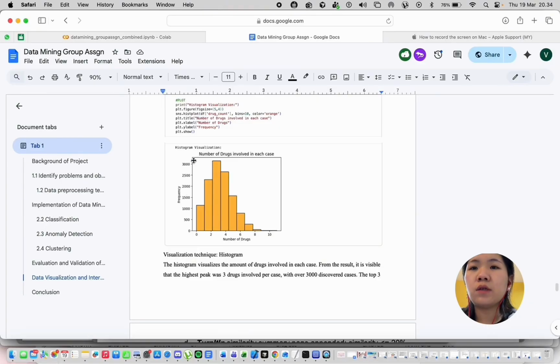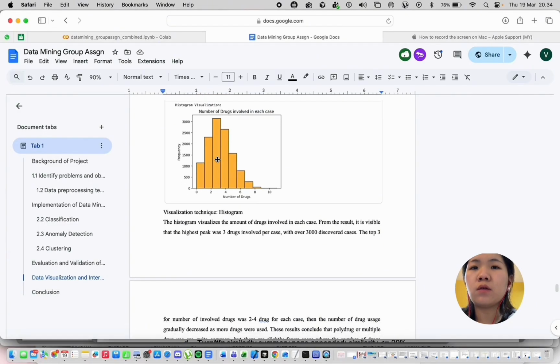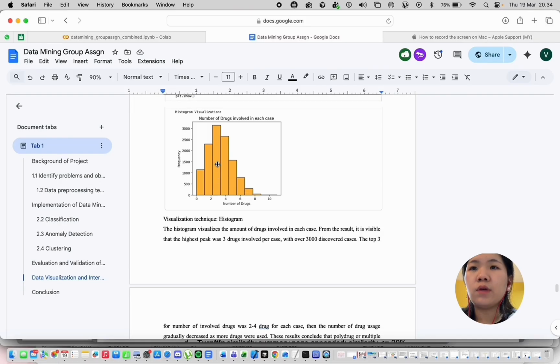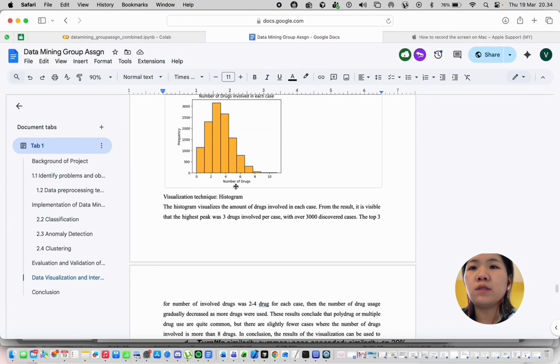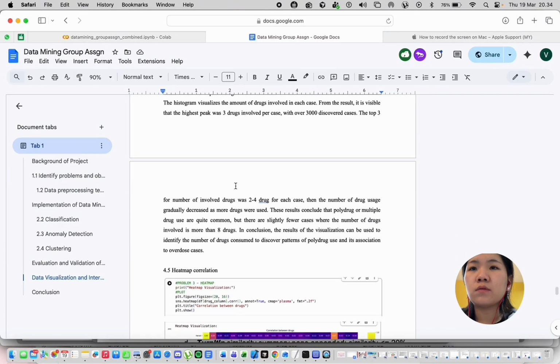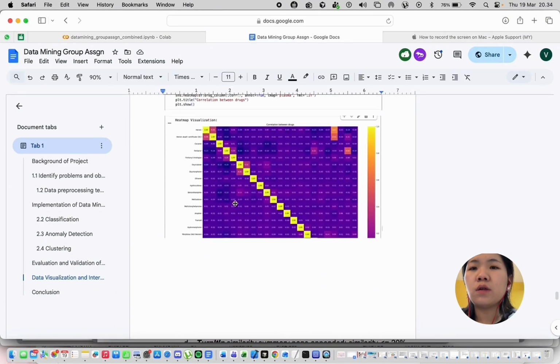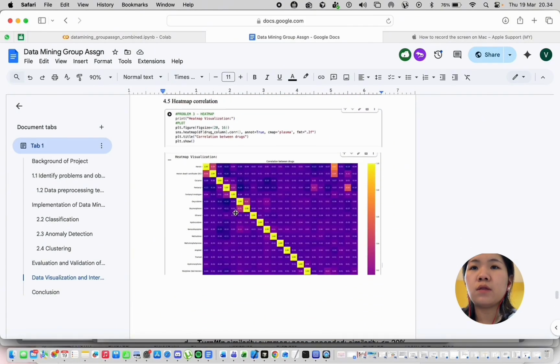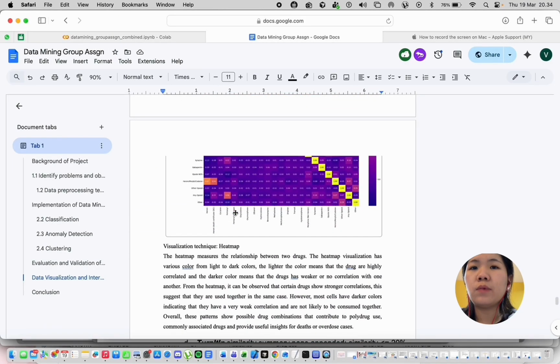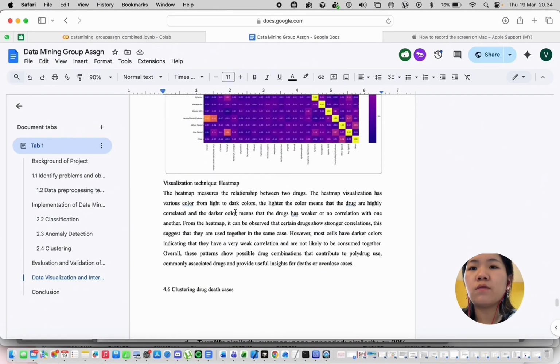And the next is the heat map. This heat map basically just shows the relationship between 2 drugs and whether they are related or not. And then we have clustering of drug death cases. This k-means clustering is used to group drug-related death cases based on age and the number of drugs involved.